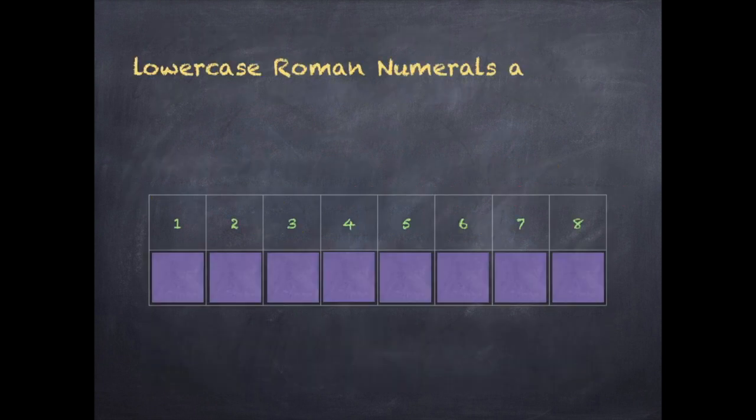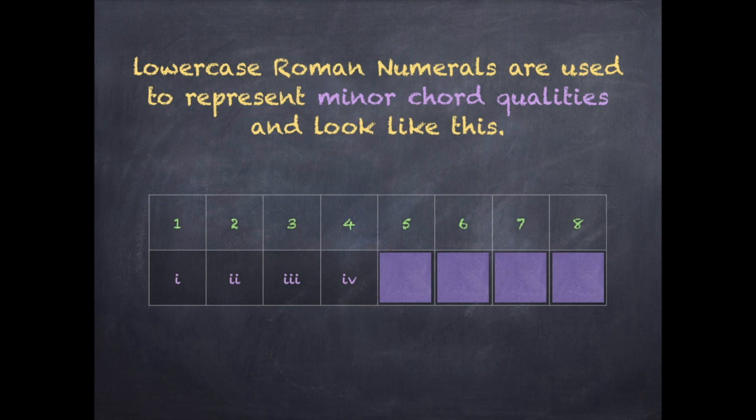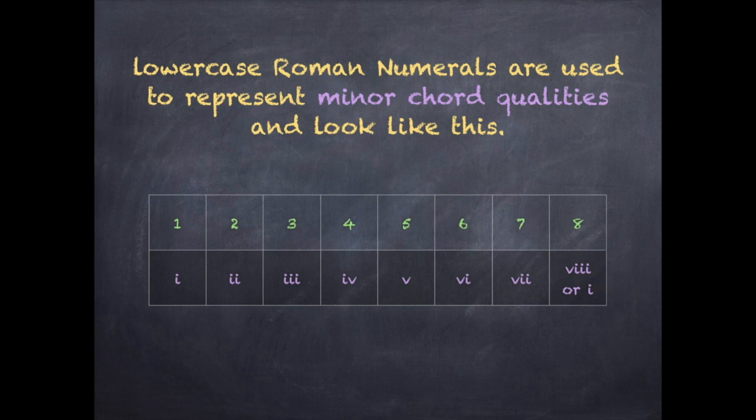Lowercase Roman numerals are used to represent minor chord qualities, and they look like this. 1 is a lowercase i. 2 is a lowercase ii. 3 is a lowercase iii. 4 is a lowercase iv. 5 is a lowercase v. 6 is a lowercase vi. 7 is a lowercase vii. And 8 is a lowercase viii, or a lowercase i, because it is the octave.